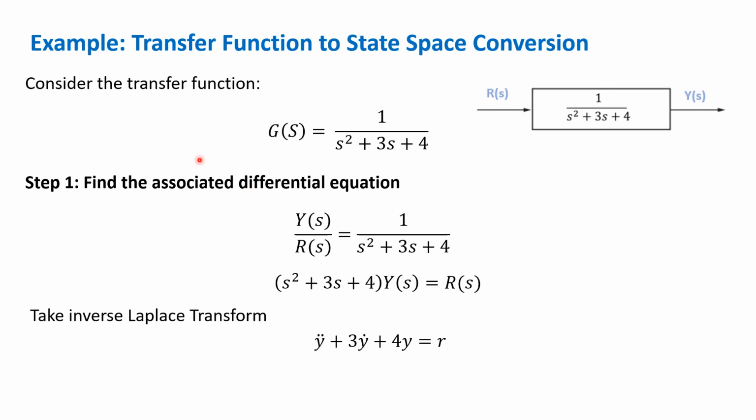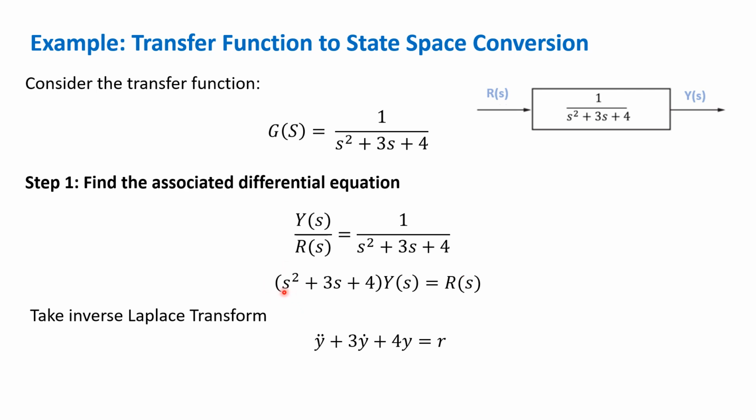So let's see how to do this. Let's consider this following transfer function that we're given. Here's our representation. The first thing we want to do, step one, is to find the associated differential equation. Our transfer function is represented here. Here's our output, here's our input, and this is our transfer function. So we can cross multiply, and then we can take the inverse Laplace transform of the following equation.